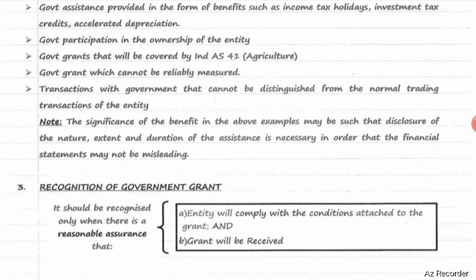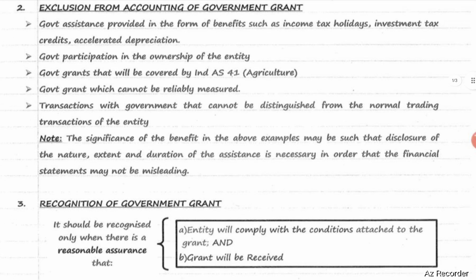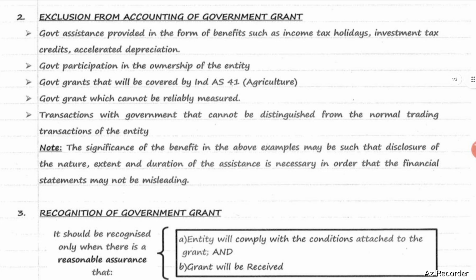entity. The significance of the benefit in the above example may be such that disclosure of the nature, extent, and duration of the assistance is necessary in order that the financial statements may not be misleading. So, for above categories, Ind AS 20 is not applicable. They are excluded from accounting of government grant.